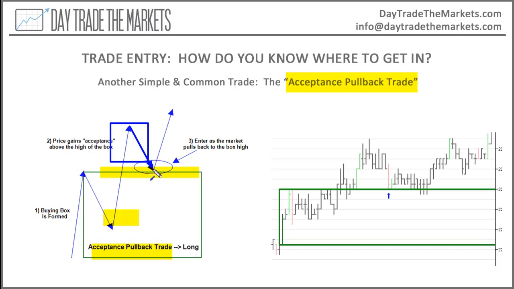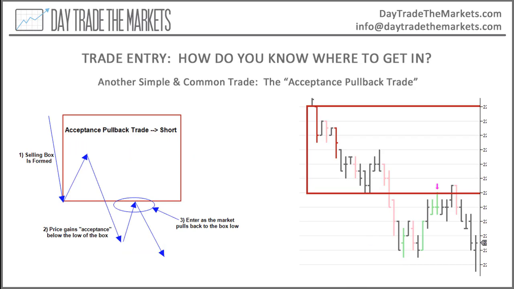So when it retraces back down to the high of the box, getting in right there for a long trade is again a very high probability low risk trade because our stop's going to be a few ticks below the low. So our dollar risk that we have to put at stake is very minimal relative to the opportunity that exists to get long. So again, here is a buying box. We accept above it, pull back to the high of the box. Pretty good spot to be getting on board for an opportunity to get long.